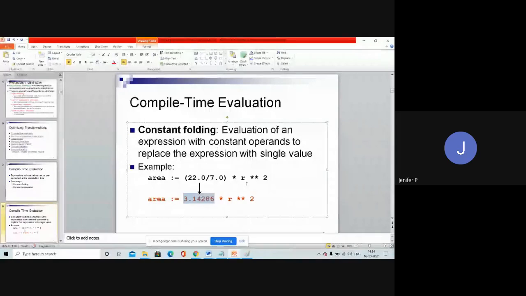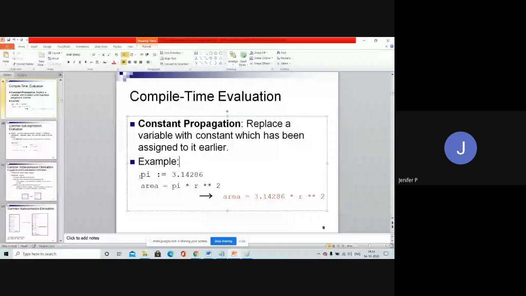And the next one is copy propagation, sorry, copy propagation or constant propagation. So constant propagation represents, just see here, this is before optimization. Yes, so before optimization, and this is after optimization.